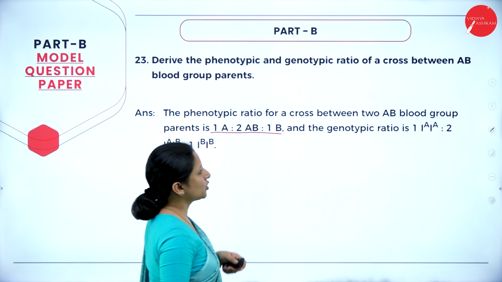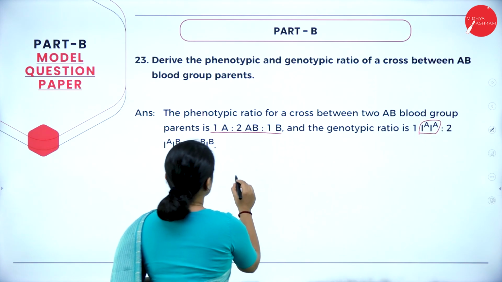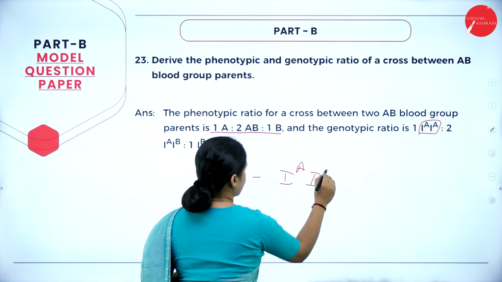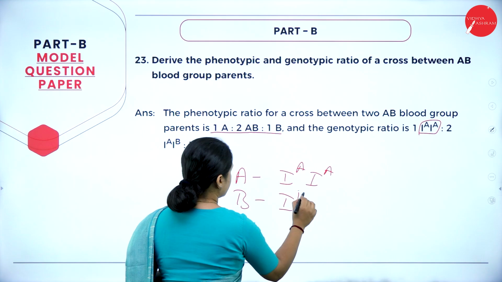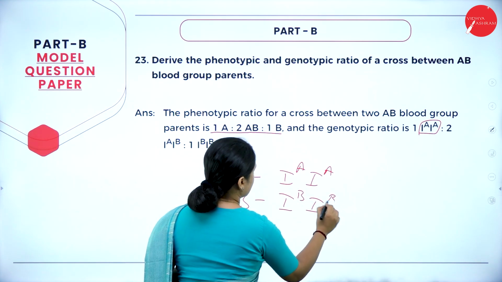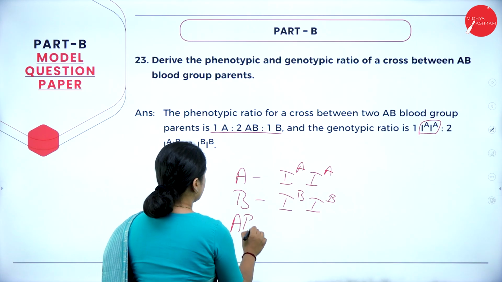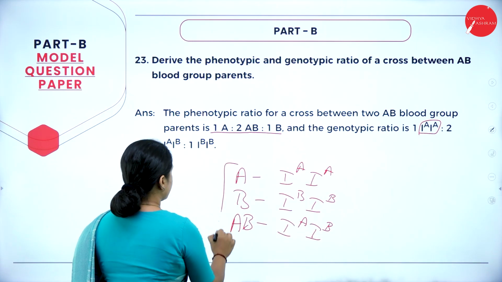Next is the genotypic ratio. For A it is IAIA, for B it is IBIB, and for AB blood group it will be IAIB. This is the genotype.